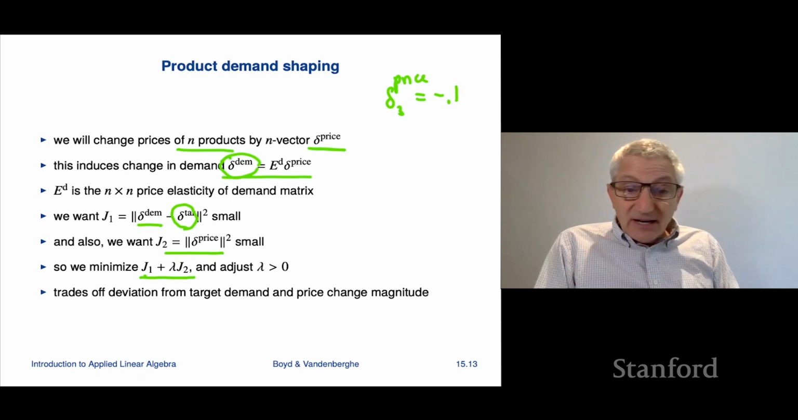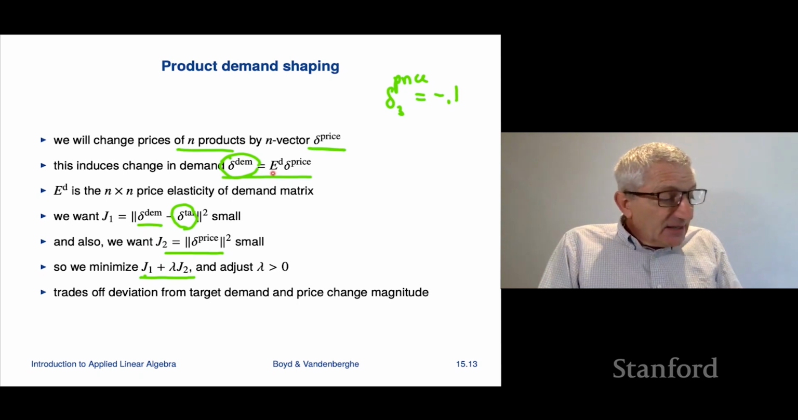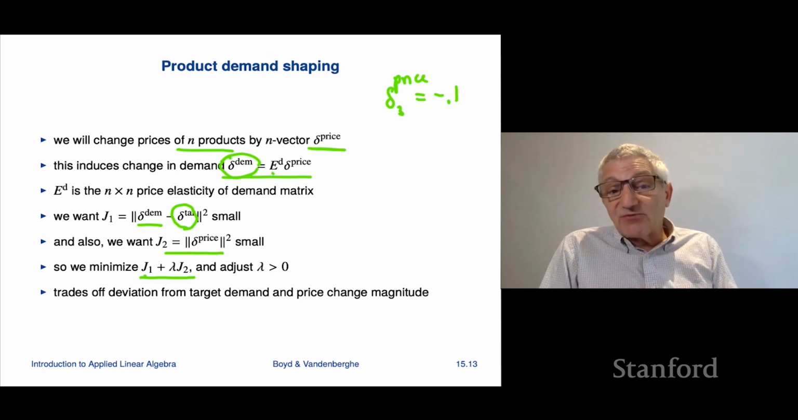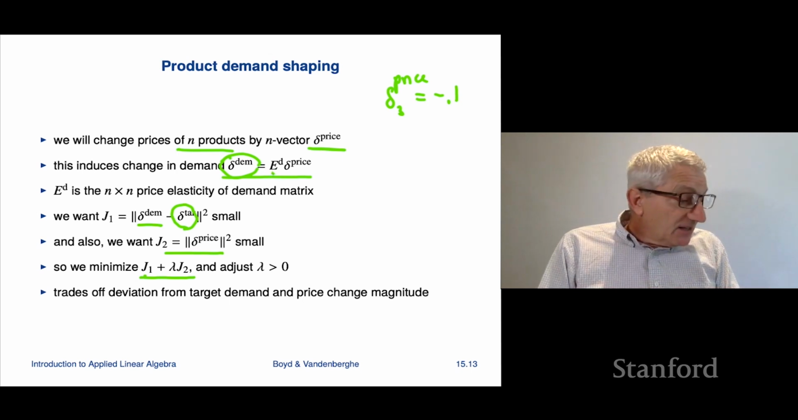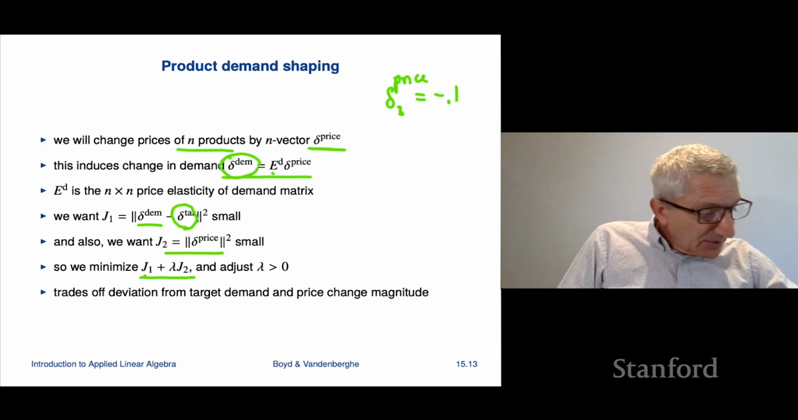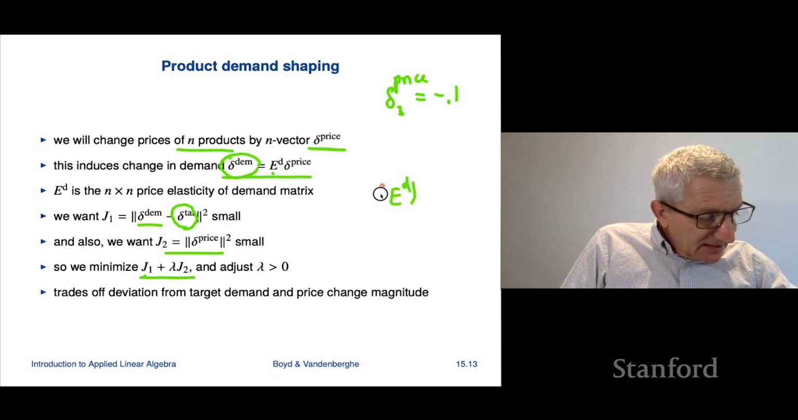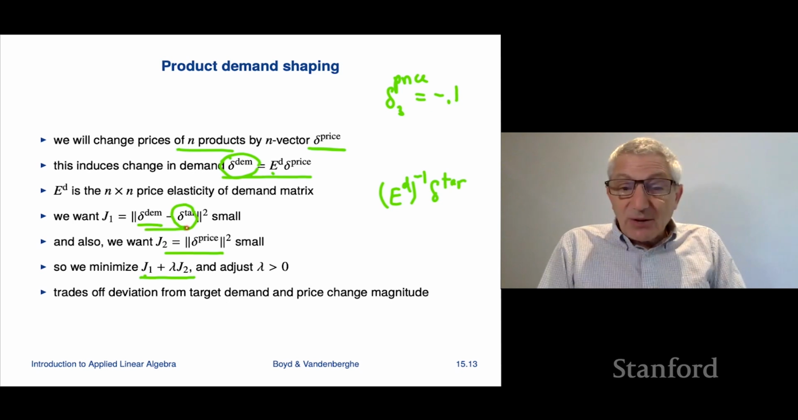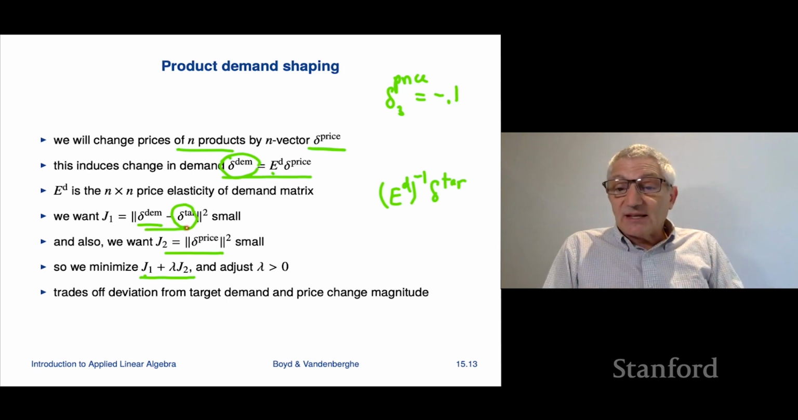By the way, if ED here is invertible, so it's an n by n matrix, then basically as lambda goes to 0, you would take the solution, which is simply ED inverse times delta target. Okay, and that would actually make J1 zero. So that's how that would go.